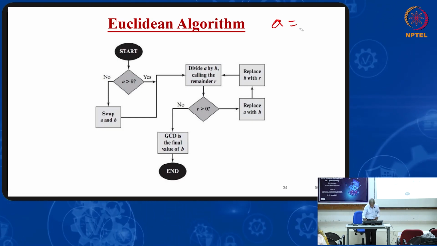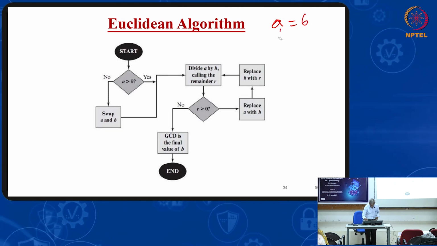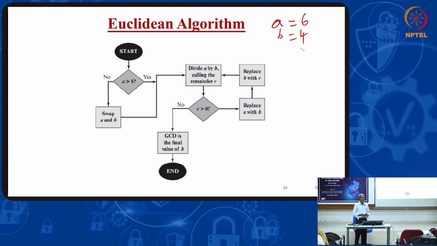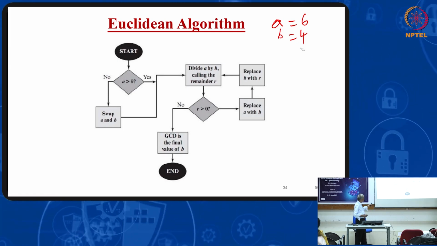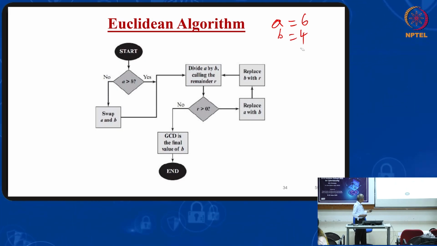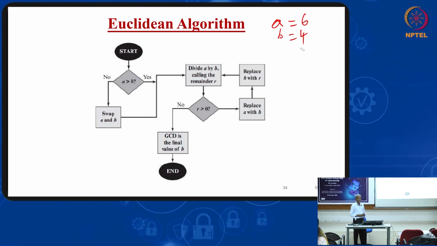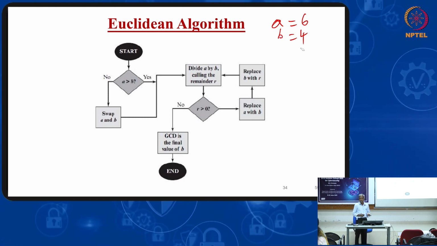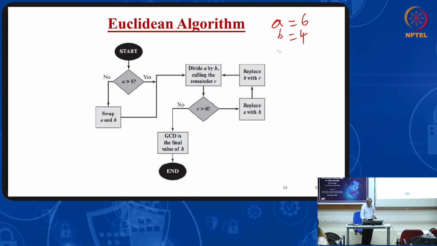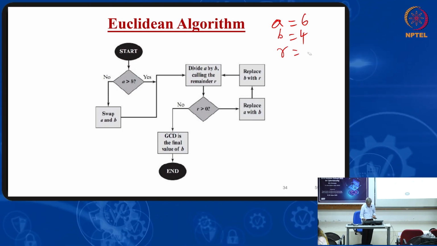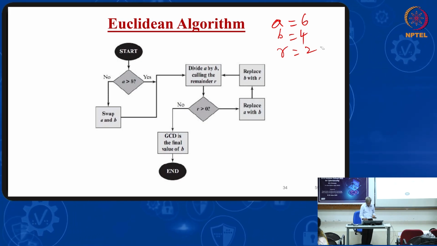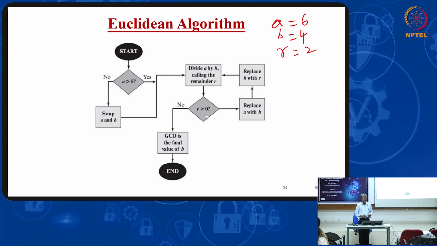A equal to 6, B equal to 4. Is A greater than B? Yes. So where will I come? I will come to the divide part. So divide A by B, calling the remainder R. Remainder R equal to 2. You check, is R greater than 0?